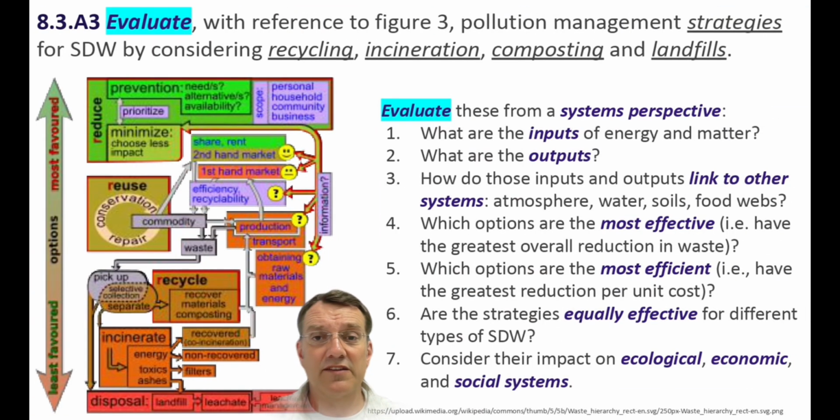When evaluating solid domestic waste strategies, consider system inputs, outputs, and connections to other systems. Effectiveness relates to overall waste reduction, while efficiency considers reduction per unit cost. Strategies also vary in their effectiveness for different waste types and impacts on ecological, economic, and social systems.